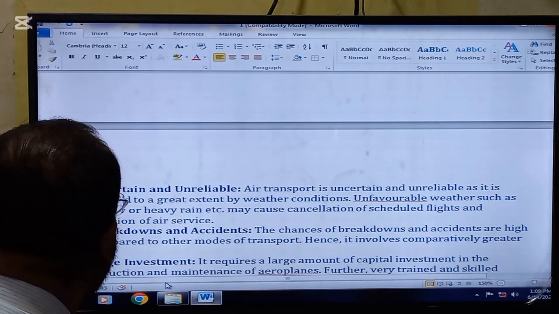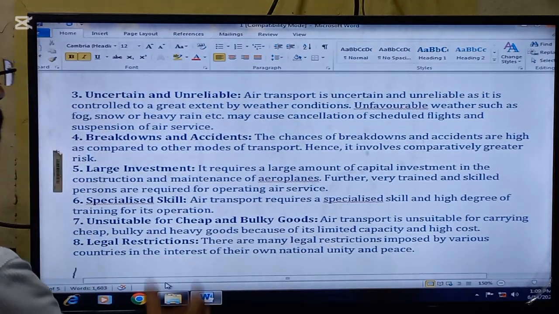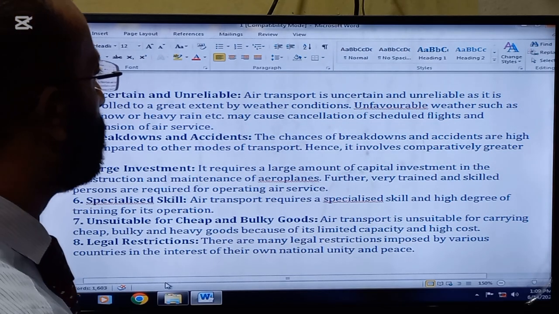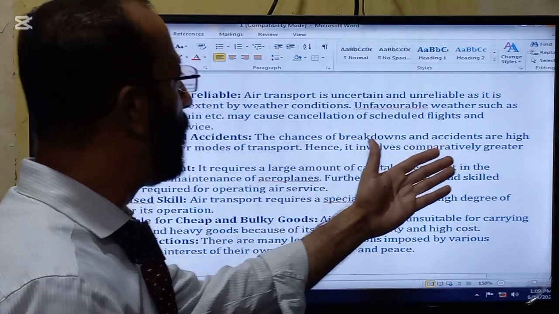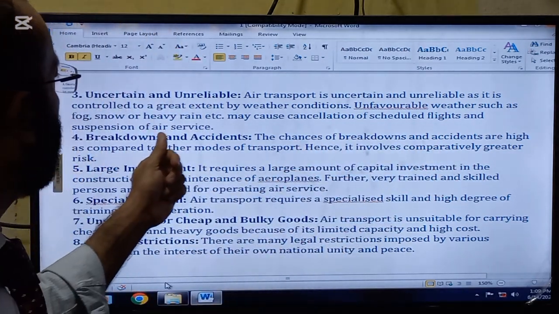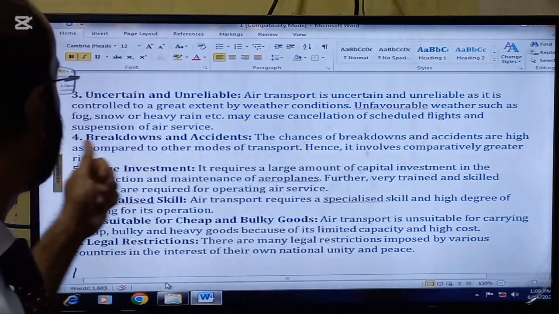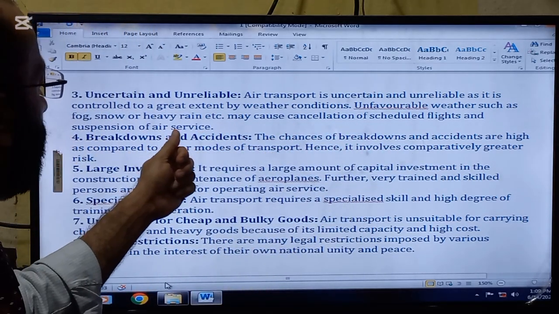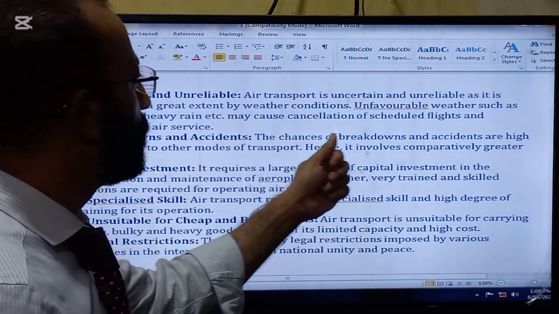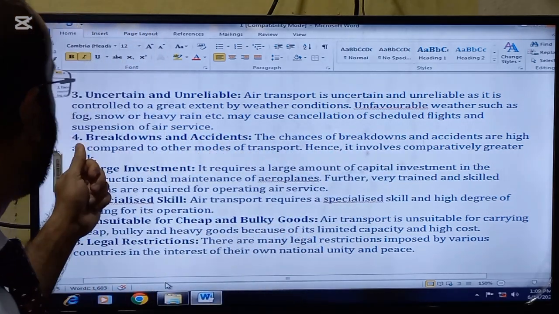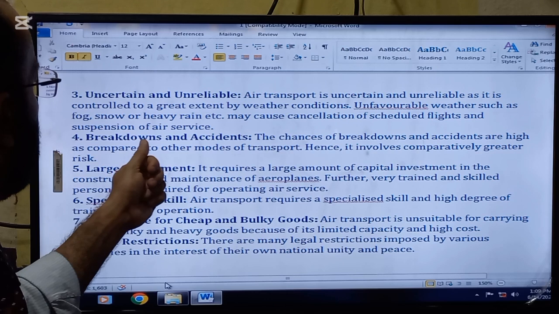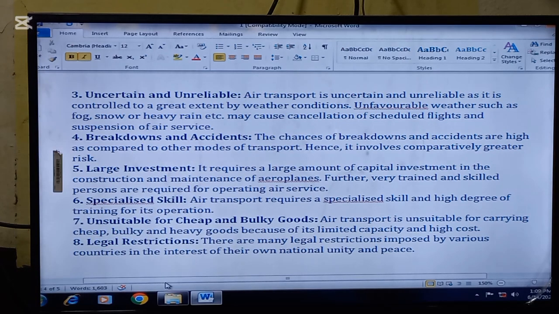Next disadvantage is uncertain and unreliable. Air transport is uncertain and unreliable as it is controlled to a great extent by weather conditions. Unfavorable weather such as fog, snow or heavy rain, etc. may cause cancellation of the scheduled flights and suspension of the air services.